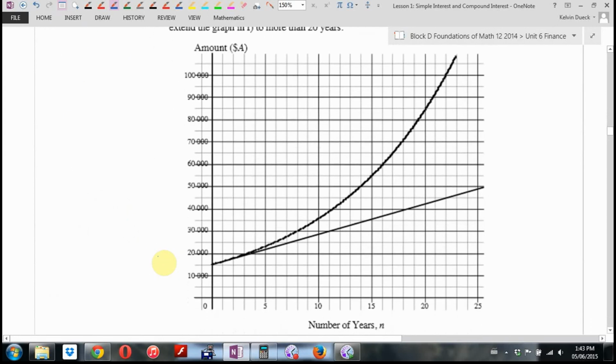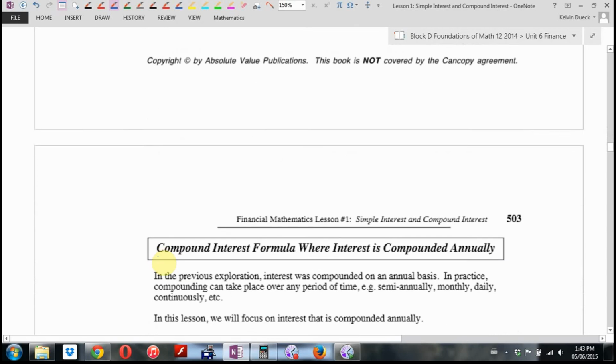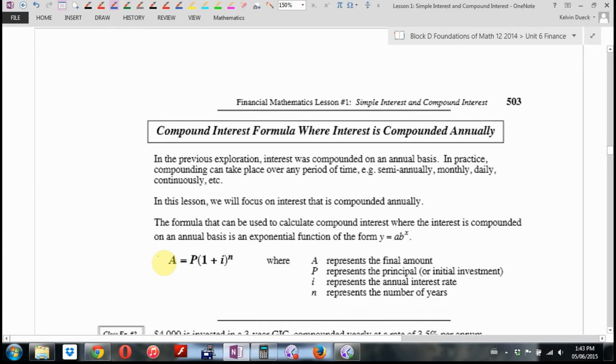Page 502, you can skip that. What I want to get to is page 503. It turns out we have this. You can write this at the top of the page.